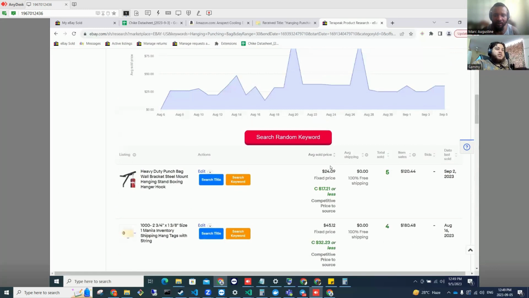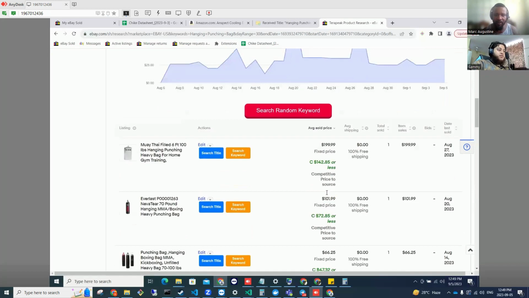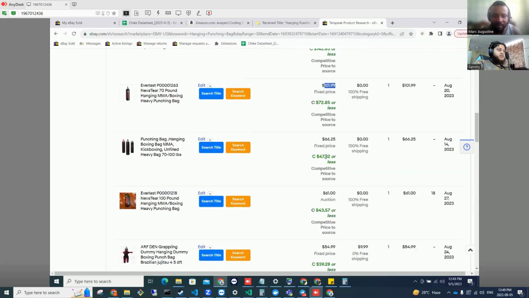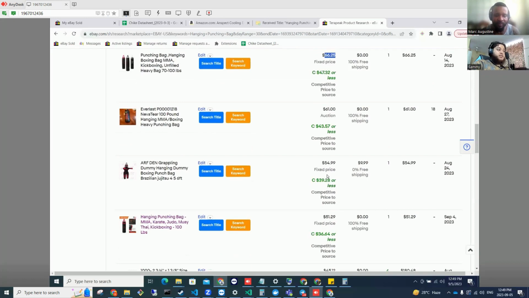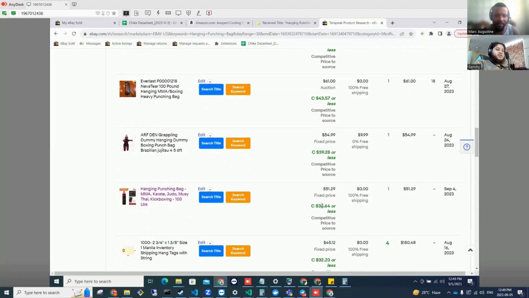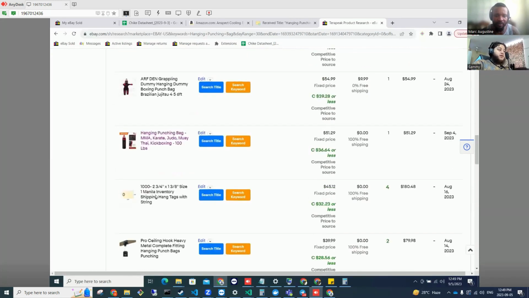Let's go ahead and sort this by price, so that way we can kind of see it. So Muay Thai filled 100 pounds hanging punching bag for gym. Wow. Maybe we should increase the price. $66. So it looks like we actually wanted the lower prices. We're one of the lower prices. Exactly. We're actually one of the lower prices.